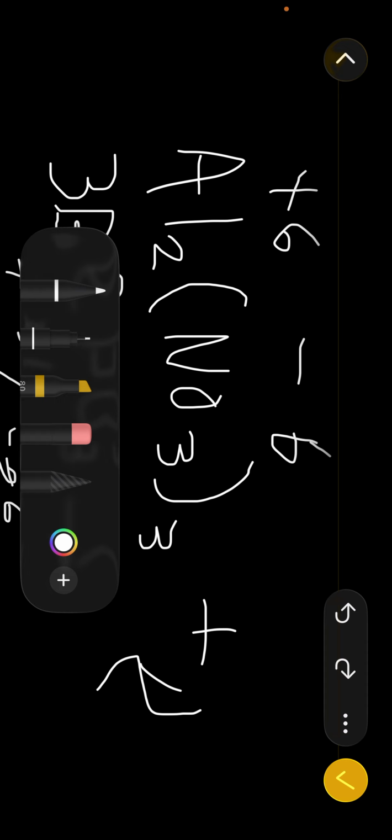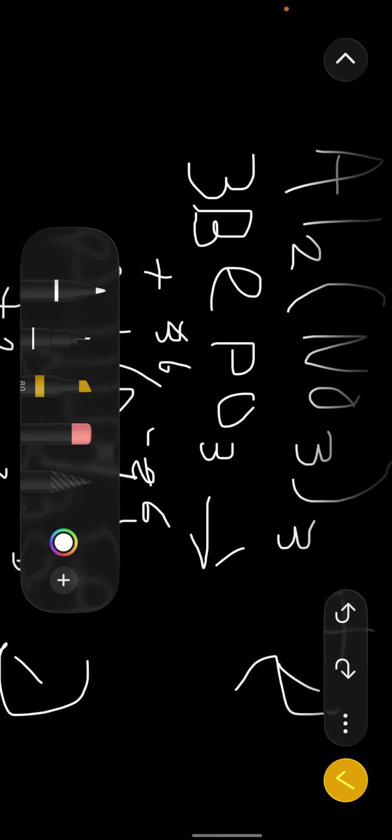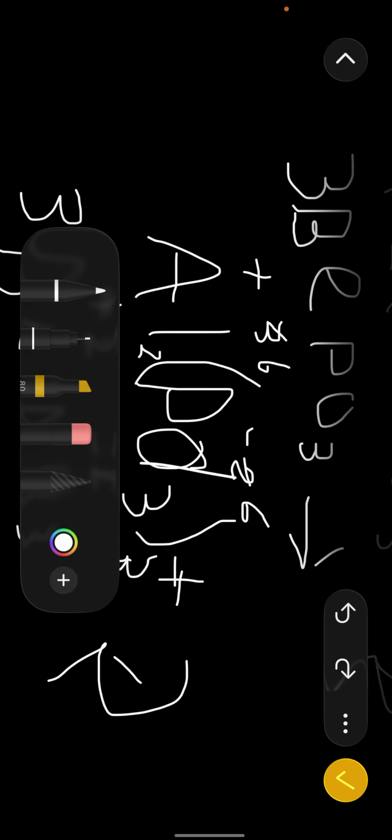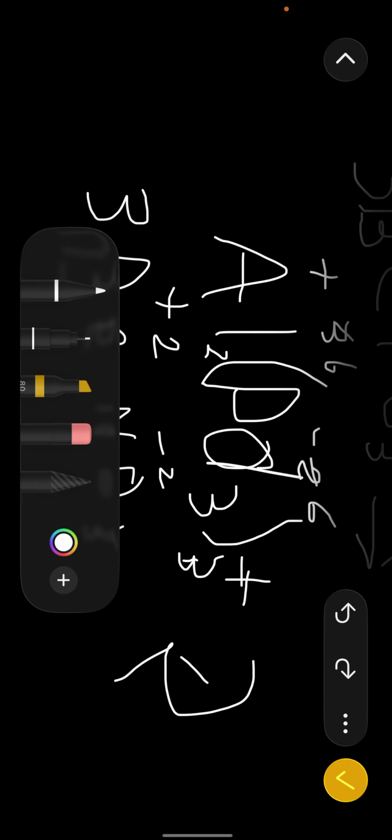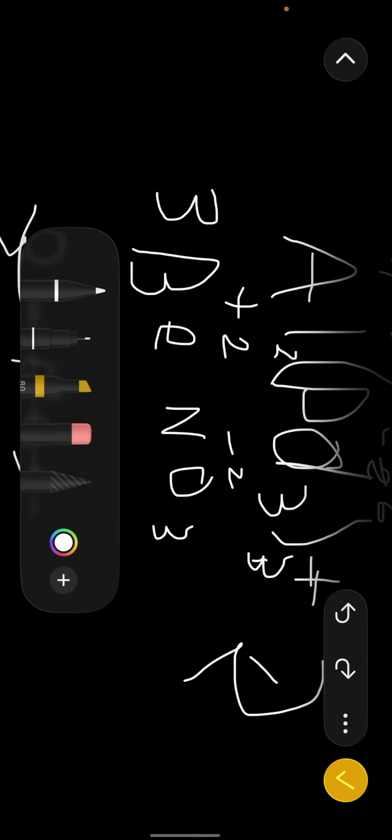So you can see here the 3 at the beginning of beryllium phosphate because I already balanced the equation beforehand. But if we go down here, since this is a double displacement equation, you can see the products. There's an aluminum phosphate and a beryllium nitrate.